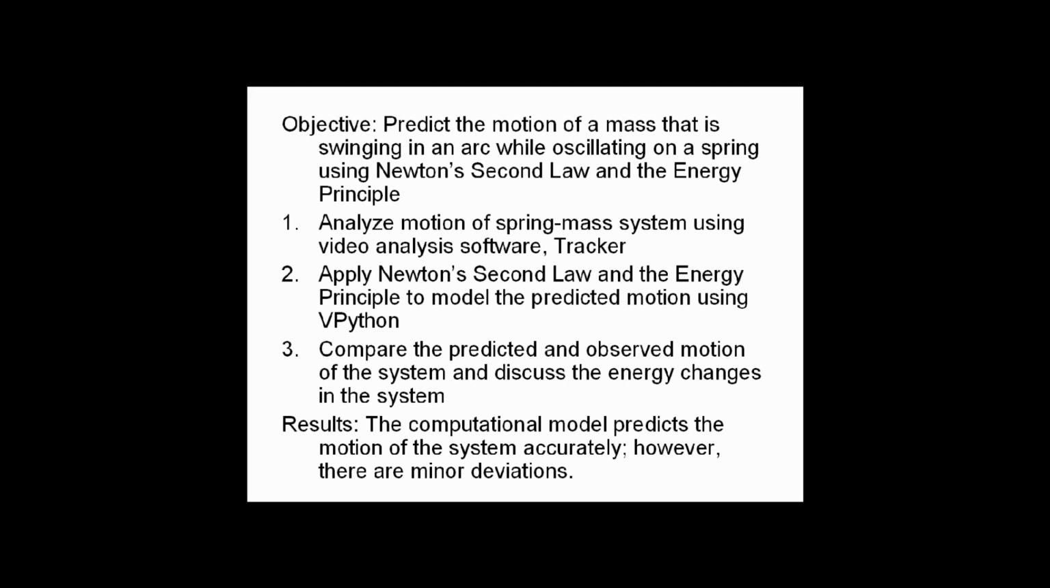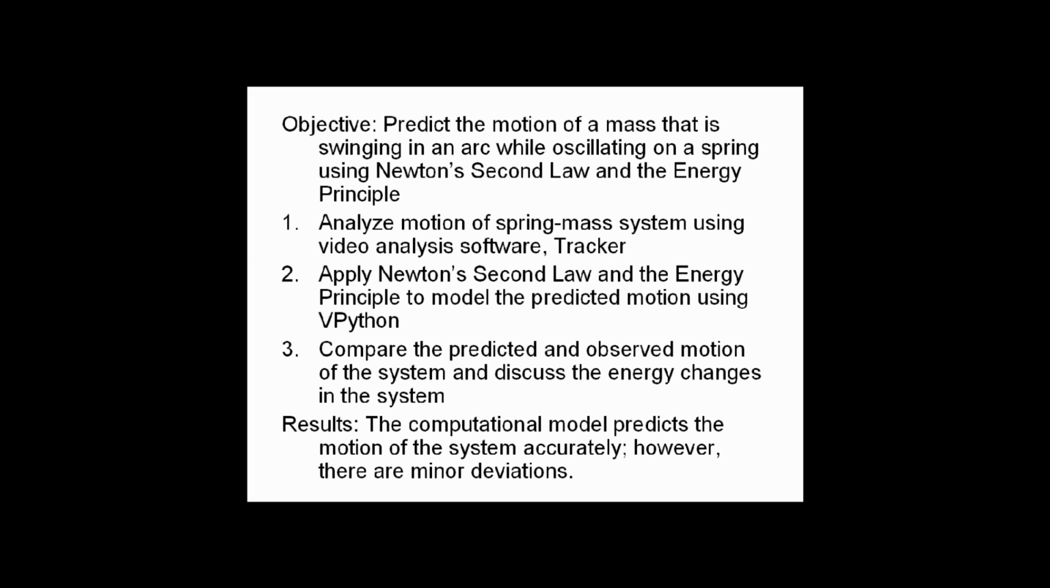The point of this lab is to use Newton's second law and the energy principle to predict and understand the motion of a mass that is swinging in an arc while oscillating on a spring. I first analyzed the motion of the mass using Tracker. I then applied fundamental physics principles to model the predicted motion using VPython. I compared the predicted and observed motion of the system and discussed the energy changes.